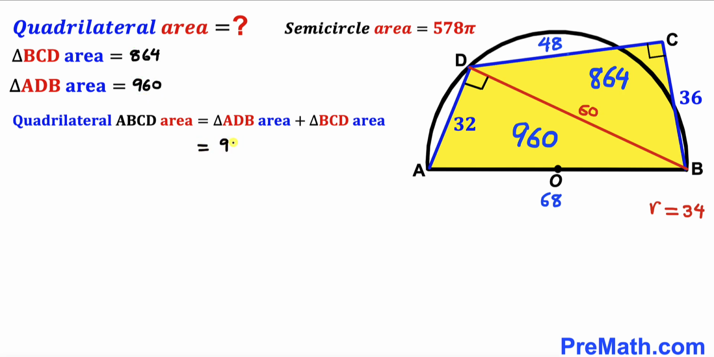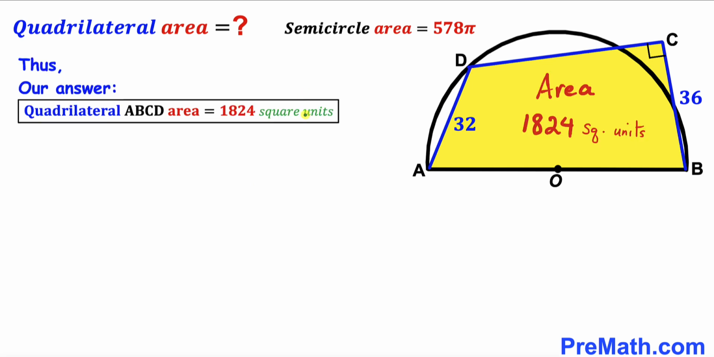So we got 960 plus 864. If we add the right hand side, that is going to give us 1824 square units. So the area of this yellow quadrilateral ABCD turns out to be 1824 square units.